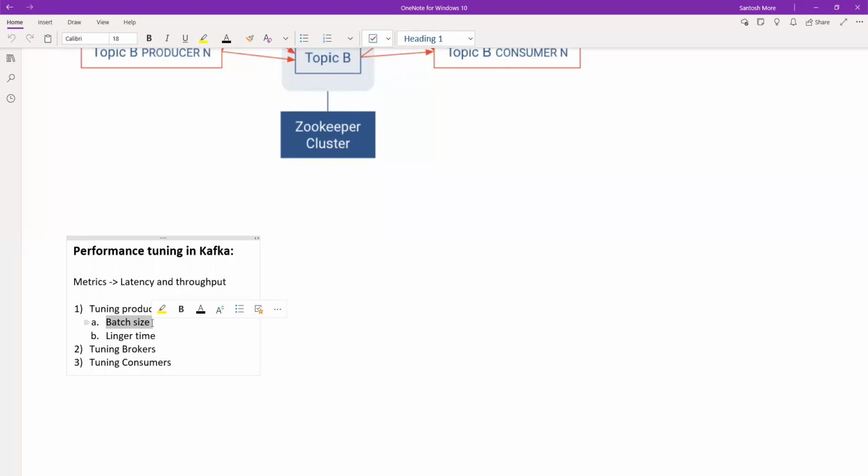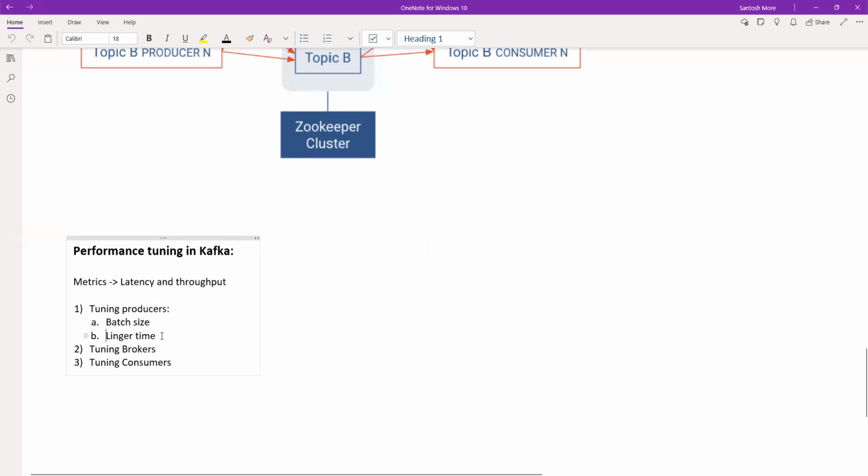But then it is going to have an impact on the latency, because if you wait for long for all the messages to be accumulated as per the batch size, then we are waiting for some more time, and the first message has waited for the last message to come. It's going to have some latency impact, right? So that is one way of doing it. One is the batch size, and second is the linger time.